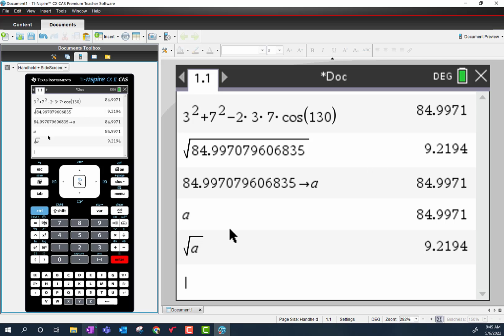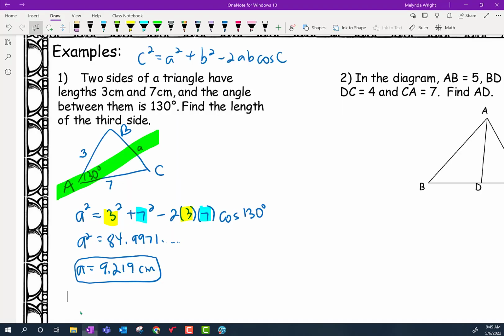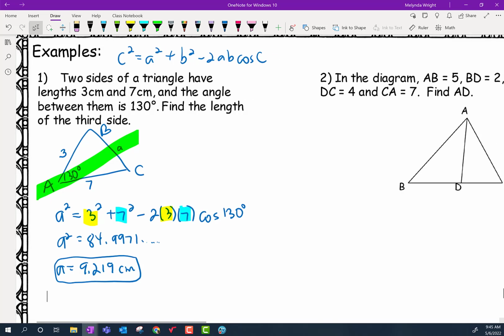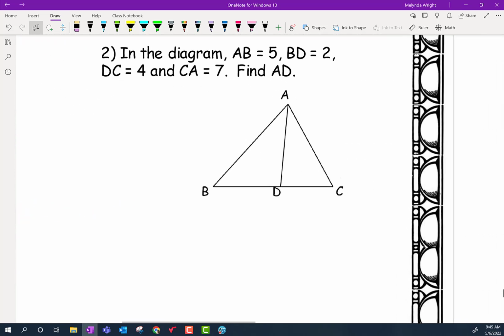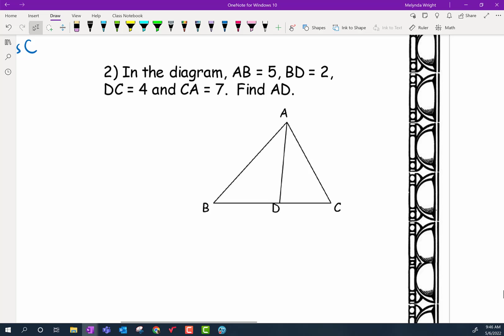All right, let's look at our next problem. So now it's a little bit more complicated. Let's see what we got going on. So AB is 5, BD is 2, DC is 4, and CA is 7. And they want us to find AD. Let's just call that X for right now. That's what they want us to find.